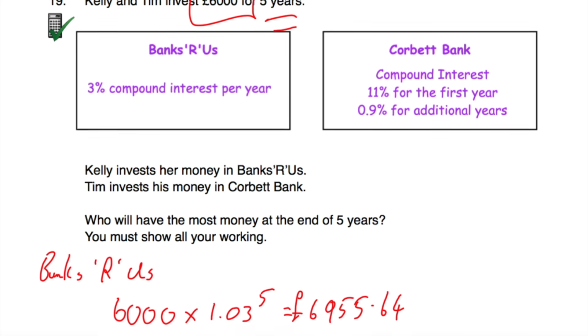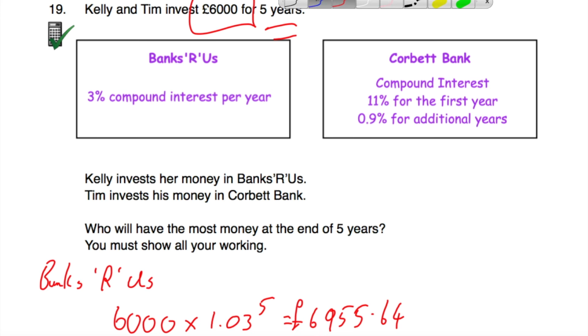Okay, now let's have a look at Tim. I'm going to change the colour of ink here to blue just so it stands out a bit more. So Tim invests his money in Corbett Bank and it pays 11% for the first year. So what I'm going to do is take the £6,000 and increase it by 11% to begin with. So just deal with that first year to begin with. So I'm going to multiply by 1.11.